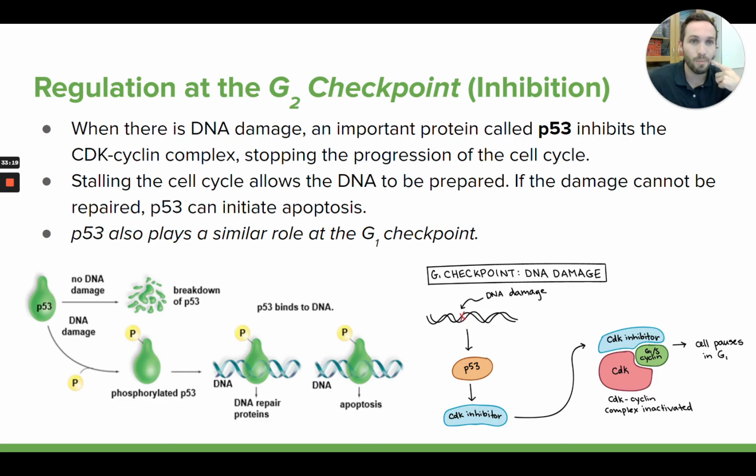So that's an example of inhibition. This guy checking your DNA and finding a mistake, and then causing the inhibition of these CDKs needed to move you on past the checkpoint. And P53, he's actually involved in the G2 checkpoint.